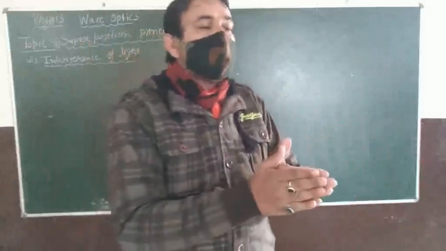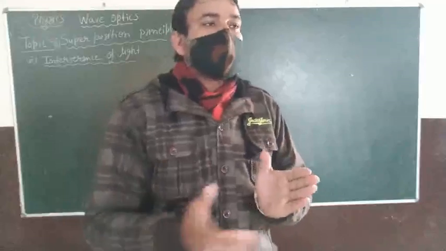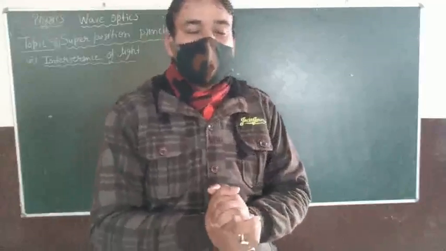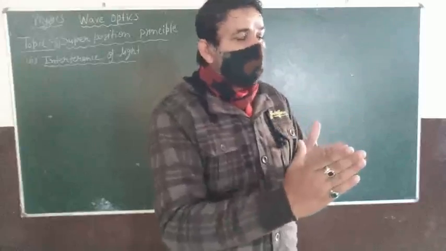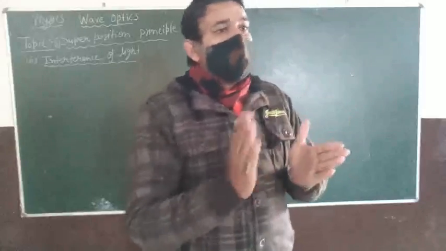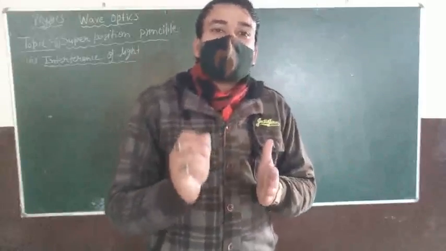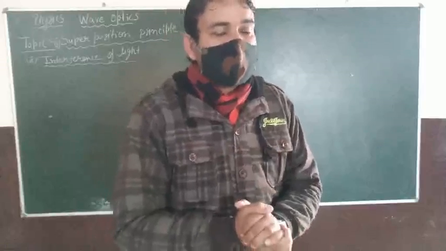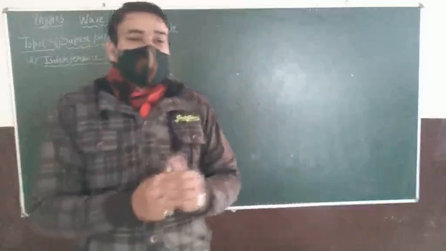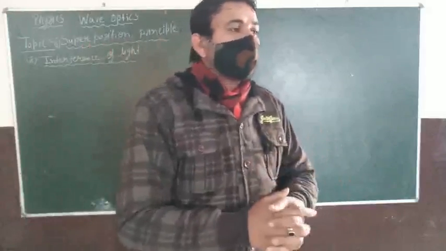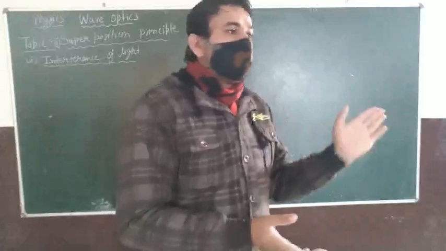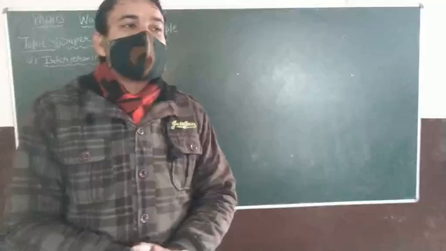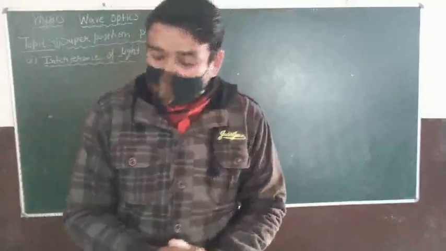So for superposition and interference of light, we need two coherent sources. Two coherent sources are sources of light which have the same color, same frequency, same amplitude as well as a constant phase difference between them. These kinds of sources can be produced by using reflection or refraction. So first, write coherent source of light.